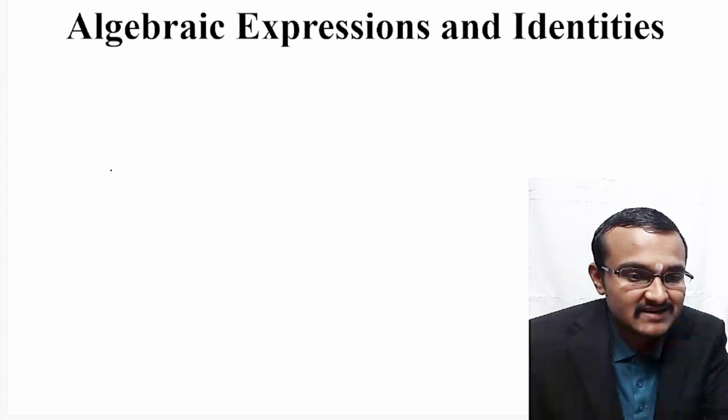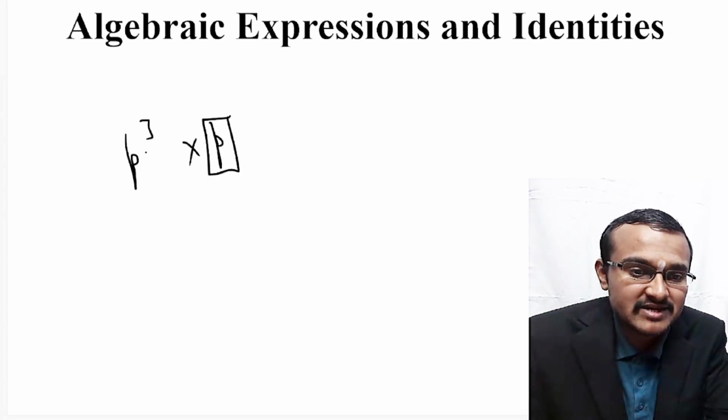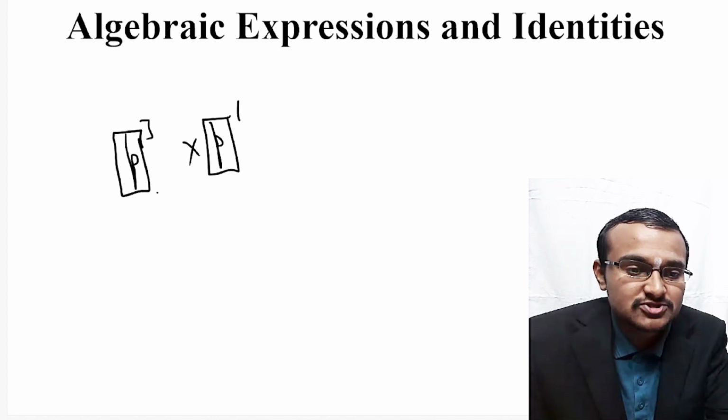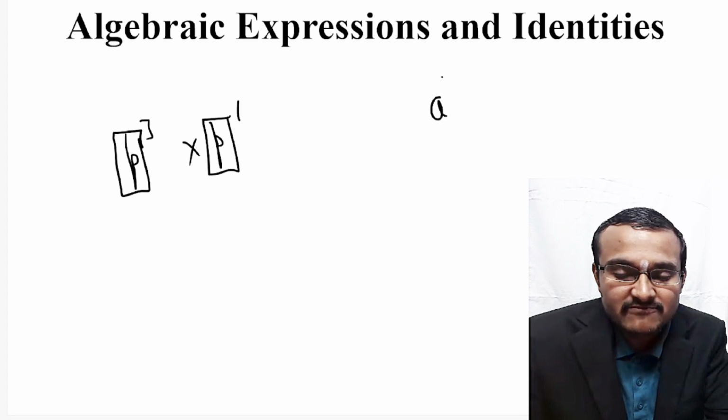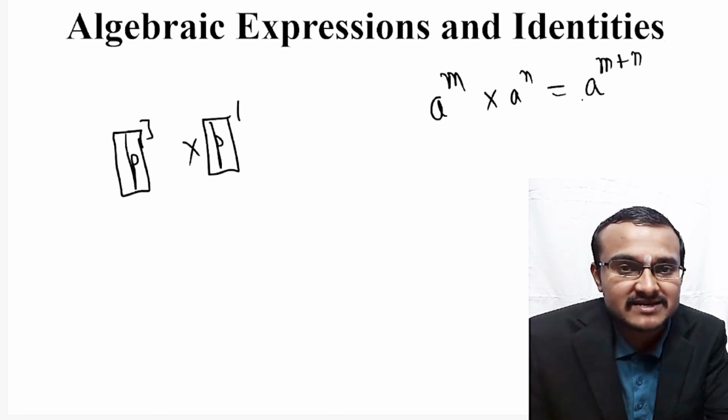Here you can clearly see p cube into p has the same base p. Here it is p power 1. So according to the formula which I showed, a power m into a power n, when bases are the same, you can write that base as common and add m plus n. So here it will be a power m plus n.